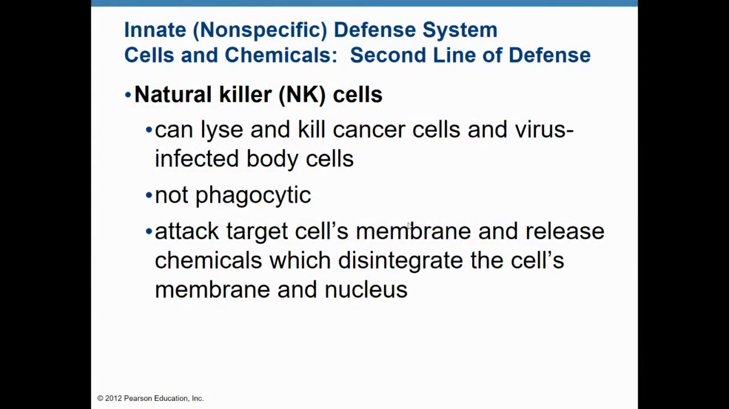Our next cell that plays a role in the second line of defense is called a natural killer cell, and sometimes it's referred to as an NK cell. NK cells can lyse, that means cause them to burst, and kill cancer cells and cells that are infected with viruses. They are not phagocytic, so they don't engulf, but they secrete substances onto the surface of the cell that actually kill them. So they will attack a target cell's membrane and release chemicals which cause that membrane to disintegrate.